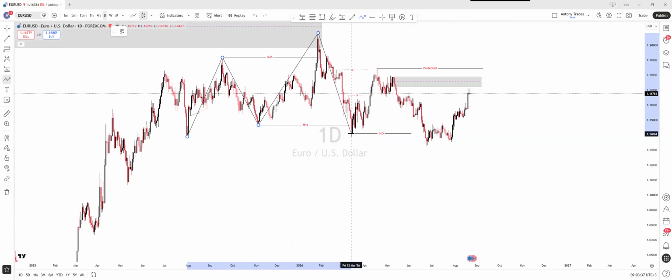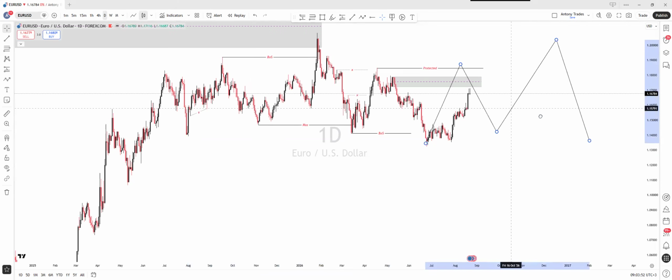Then the market pushed down to break this previous higher low. So you have the market breaking below this low. Remember, this low was supposed to be protected by the buyers, but you can see that the market closed below that low, giving us a change of character.